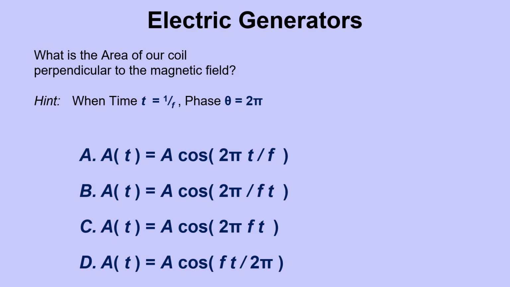The thing that's really going to help you with this one is looking at this key point: when the time is 1 over f, the phase has to be 2 pi. So have a look at each of these. Which one will give us that correct result? That when we enter a time of 1 over f, it's going to give us a phase of 2 pi.